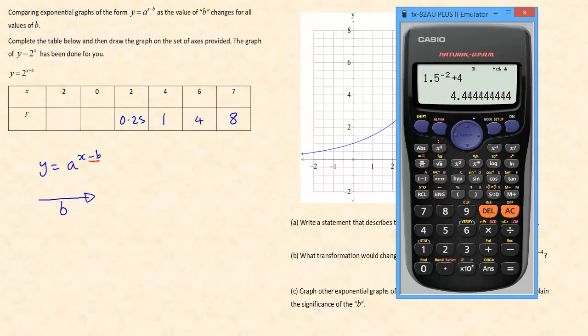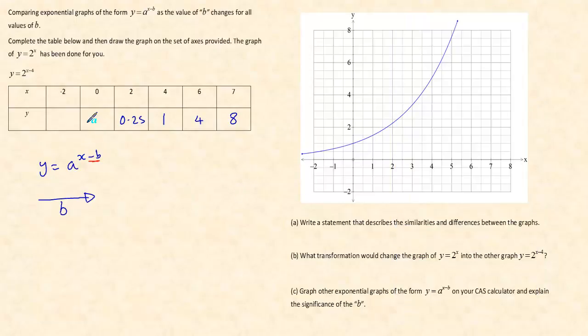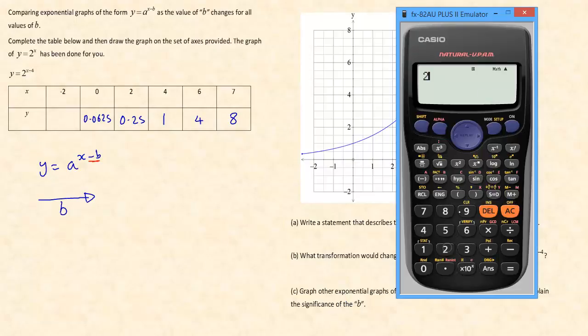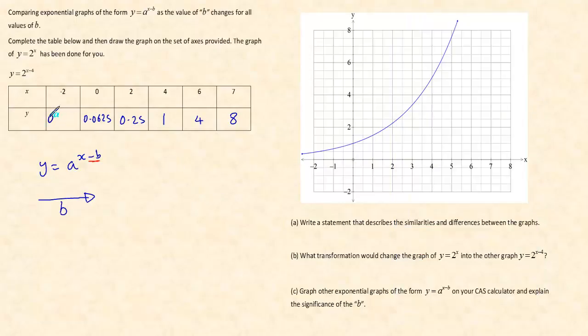Now, I might go to the calculator for the next one. So 2 to the negative 4, that's 0.0625. And then this one will be 2 to the negative 6. So 2 to the power negative 6, 0.015 and so on.